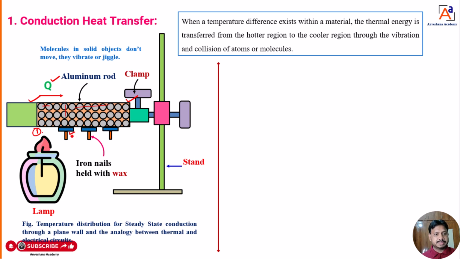That means the heat has been transferred to this particular point. If heat is transferred to this point, again this nail is going to fall down. That means heat is transferred from this to this. If heat is transferring from one end to another in a solid material where the molecules are at rest, that type of heat transfer we call conduction heat transfer, dear students.